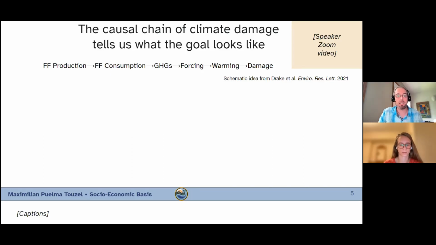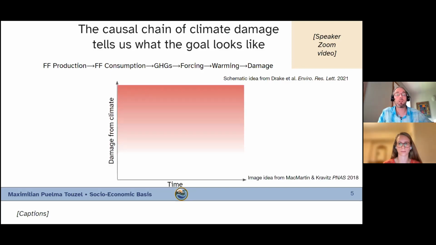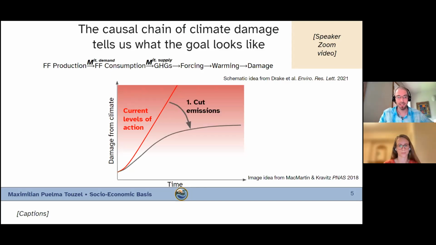So let's look at a projection of future climate damages and how we can reduce them. So the goal is to stay out of the region of high climate impacts, shown here in high intensity red. And that's where we're headed currently, because we're still emitting lots of greenhouse gases from burning fossil fuels every year. And the first and most important thing we need to do is to cut those emissions. So to flatten the impact curve, to take a metaphor from the pandemic.